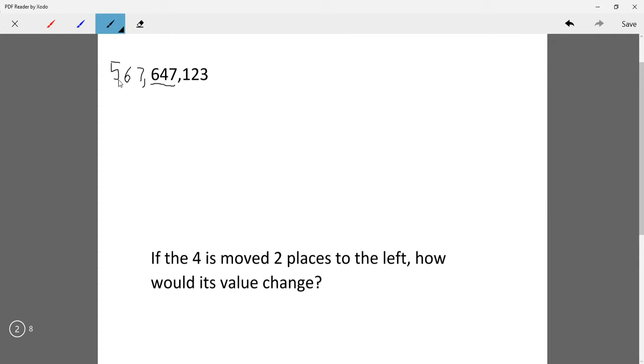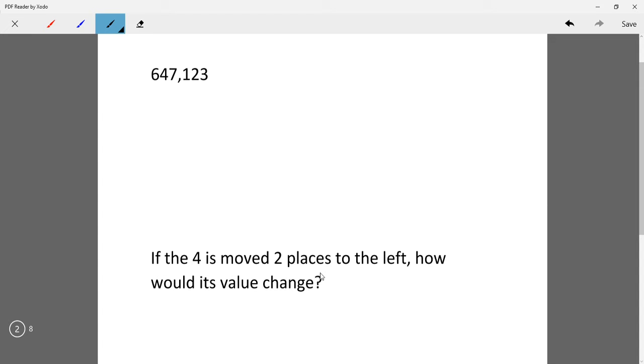So we read numbers like 567 million, because this is the millions period, 647,123. So that's how we read numbers. Anyway, let's get to this question.